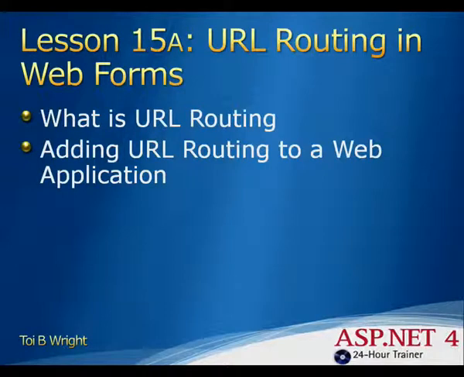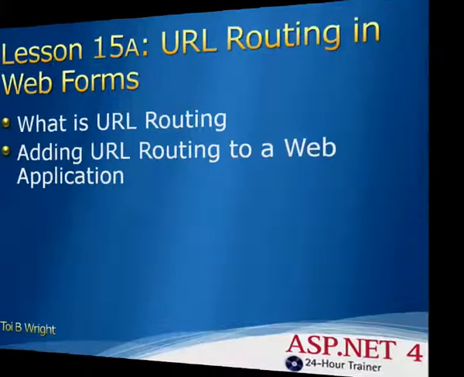There are 4 steps that must be completed to add routing. Step number 1, add a reference to the System Web Routing Assembly. Step number 2, import the system.web.routing namespace. Step number 3, add a register routes method that includes at least one route to the global.asax.cs file. And finally, add a call to your new register routes method to the application start method in the global.asax.cs file.